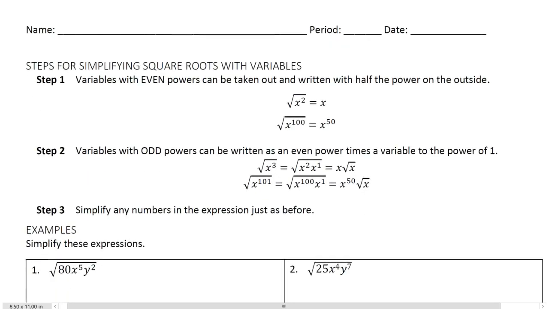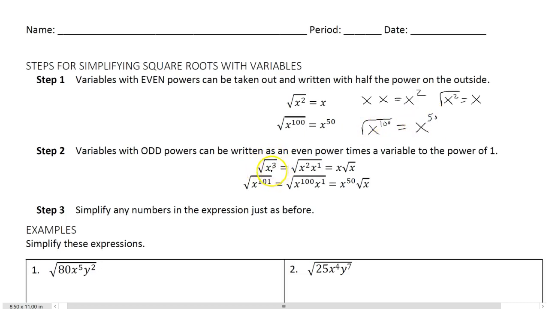But what happens if there are variables in the expression? To simplify a radical expression with variables, we need to understand that x squared equals x times x. Thus, the square root of x squared is x. The square root of any even power will be half of that power. The square root of x to the 100th will be x to the 50th.